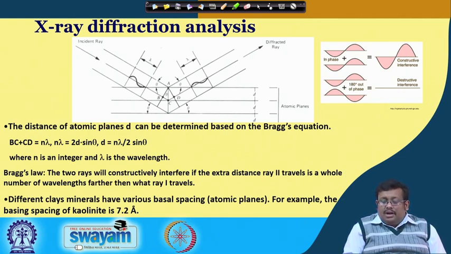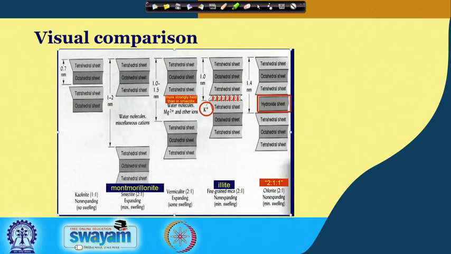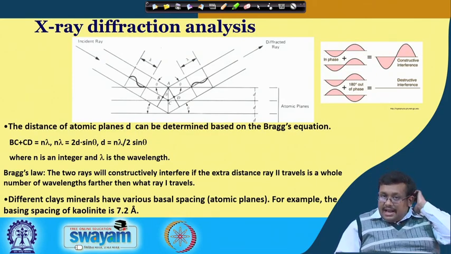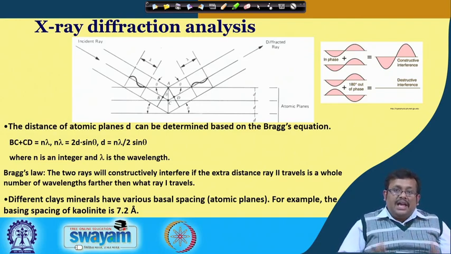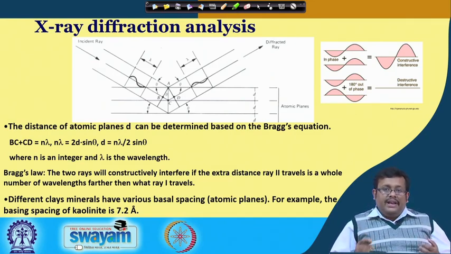Then we see 1.4 nanometer for chlorite. If we go back and see, there is 1.4 nanometer for chlorite, then 1 nanometer for illite, 1 to 1.5 nanometer for vermiculite, and 1 to 2 nanometer for smectite or montmorillonite. So, you can see there are differences in their d-axis spacing, and basically we use these structural differences for their identification using the X-ray diffraction analysis.